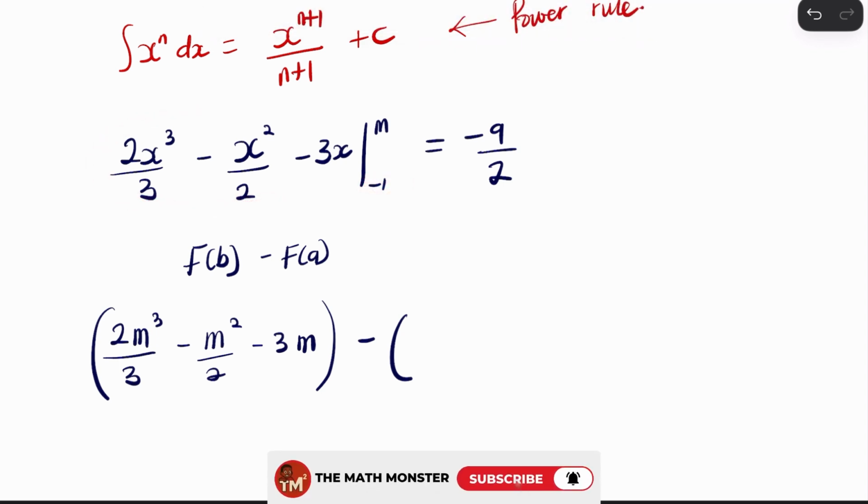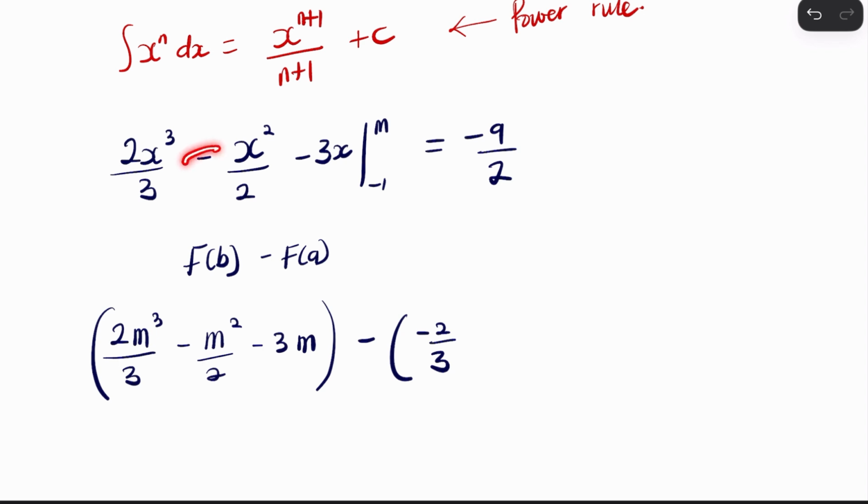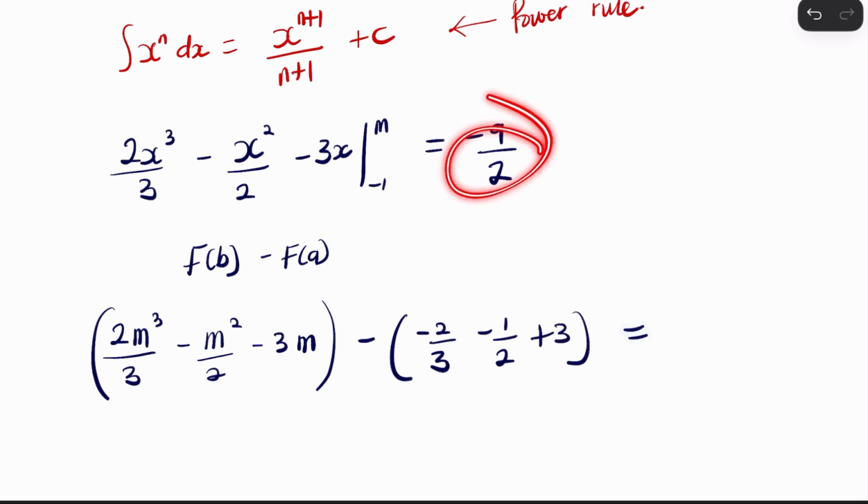You're going to have (-1)³, which is -1, so that gives us -2/3. Then minus, when you substitute in -1 here, you have (-1)², which is 1, so we have -1/2. And we substitute in -1 here, so you're going to have -3, minus that, so that will be plus 3. Then this is equal to the right hand side, which gives us -9/2. So we just have to simplify this, then we get our result.